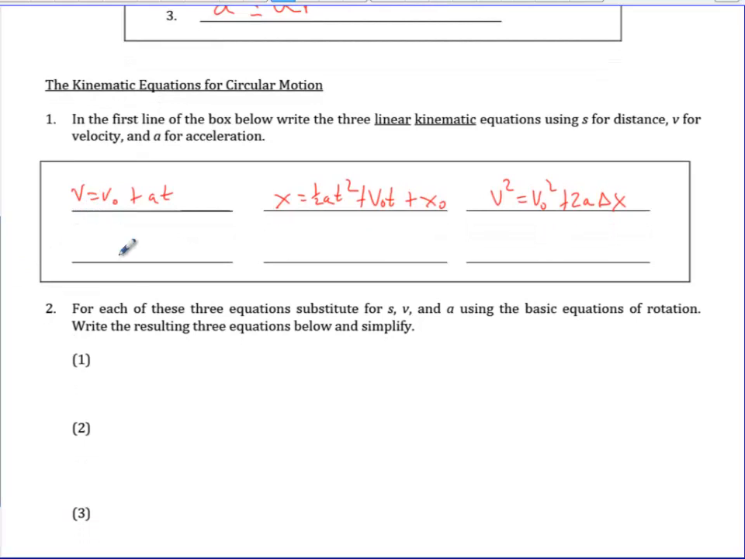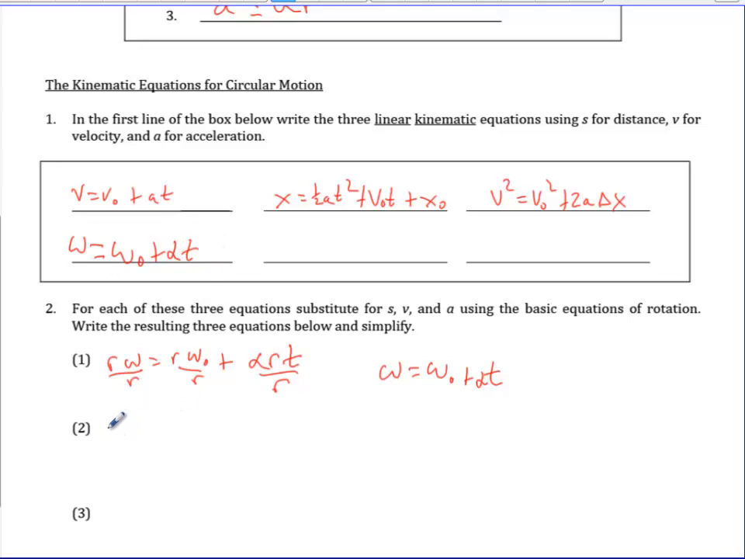Alright, so that means in the first one, v equals v naught plus at becomes r omega equals r omega naught plus, and alpha, remember, or a is alpha r t. Now, we can simplify this because this term has an r in it, this term has an r in it, this term has an r in it, and that gets me omega equals omega naught plus alpha times t. So what we get is the rotational analog of this equation, omega equals omega naught plus alpha t. So final rotational velocity equals initial rotational velocity plus angular acceleration times time.